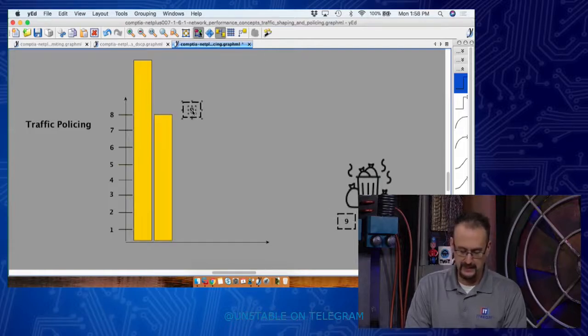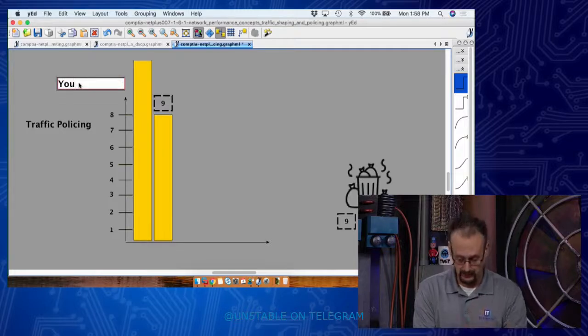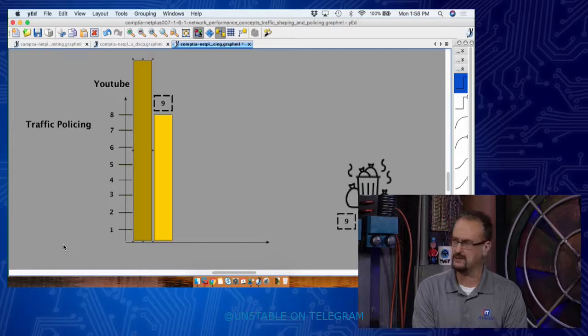Well, with policing, I might say, you know what, this is YouTube traffic. And I'm not picking on YouTube in general, I'm just saying it's consuming our information during business hours. This isn't about YouTube. But I'm going to say, YouTube traffic, I'm going to police it. It's not important. So if you're using more of my information, I'm going to cap you there, and anything else you try to use, I'm going to discard.